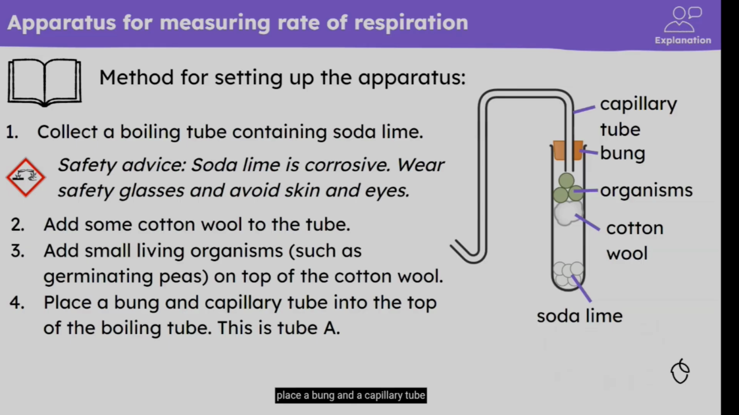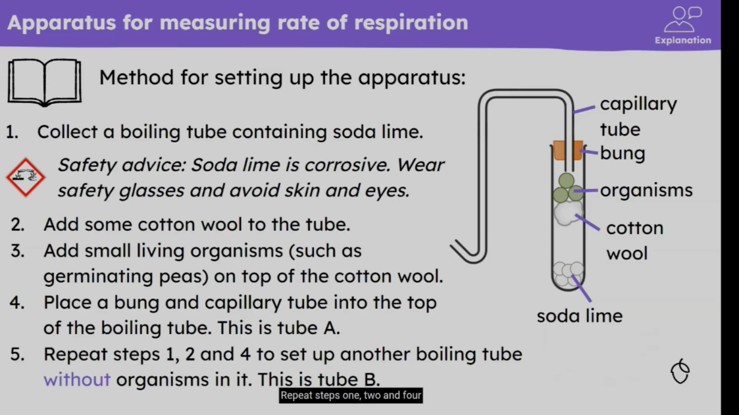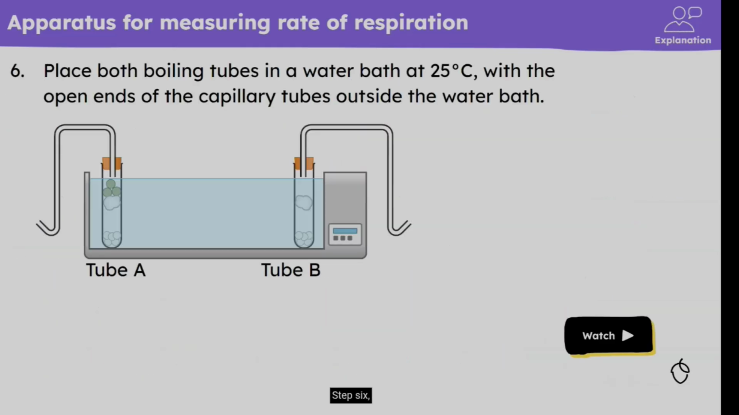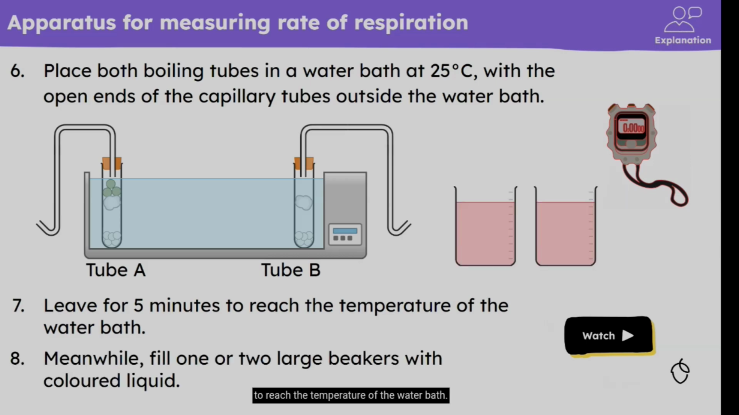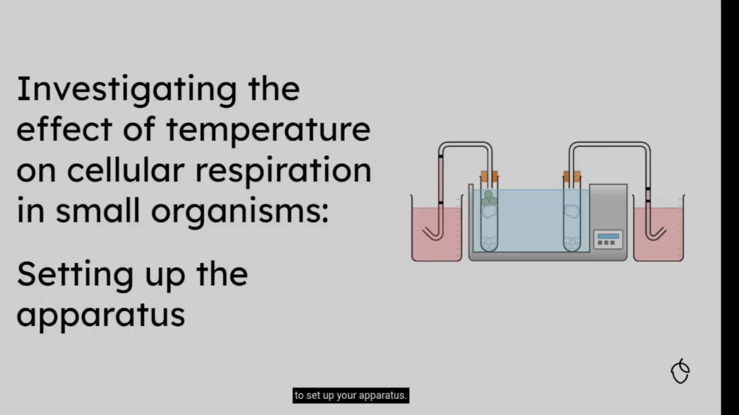Step 4, place a bung and a capillary tube into the top of the boiling tube, and we're going to call this tube Tube A. Repeat steps 1, 2 and 4 to set up another boiling tube without organisms in it, and that tube will be called Tube B. Step 6, place both boiling tubes in a water bath at 25 degrees Celsius with the open end of the capillary tube outside the water bath. Leave for 5 minutes to reach the temperature of the water bath. Meanwhile, you can fill 1 or 2 large beakers with coloured liquid. This video is going to show you exactly how to set up your apparatus.